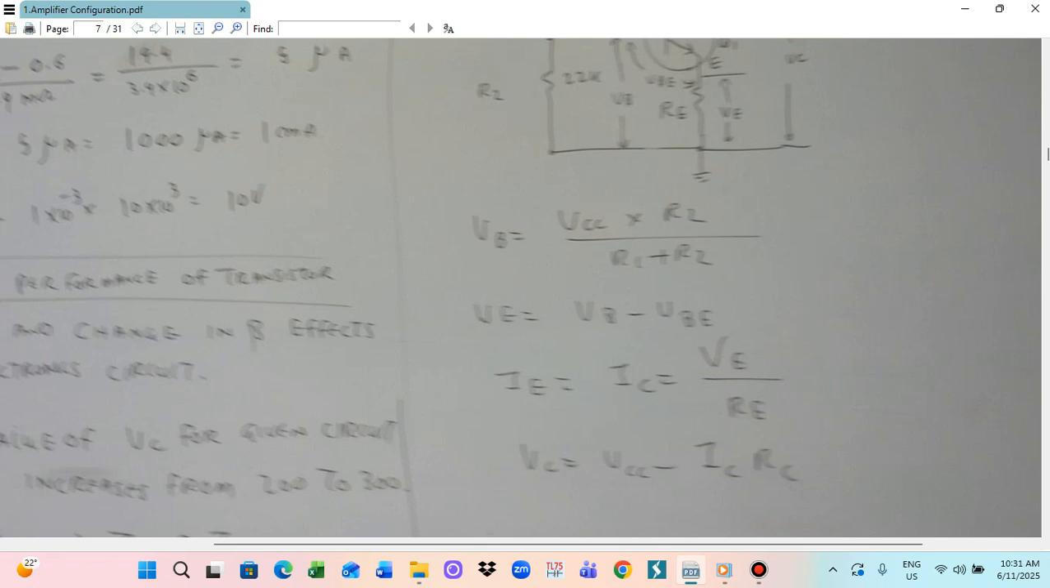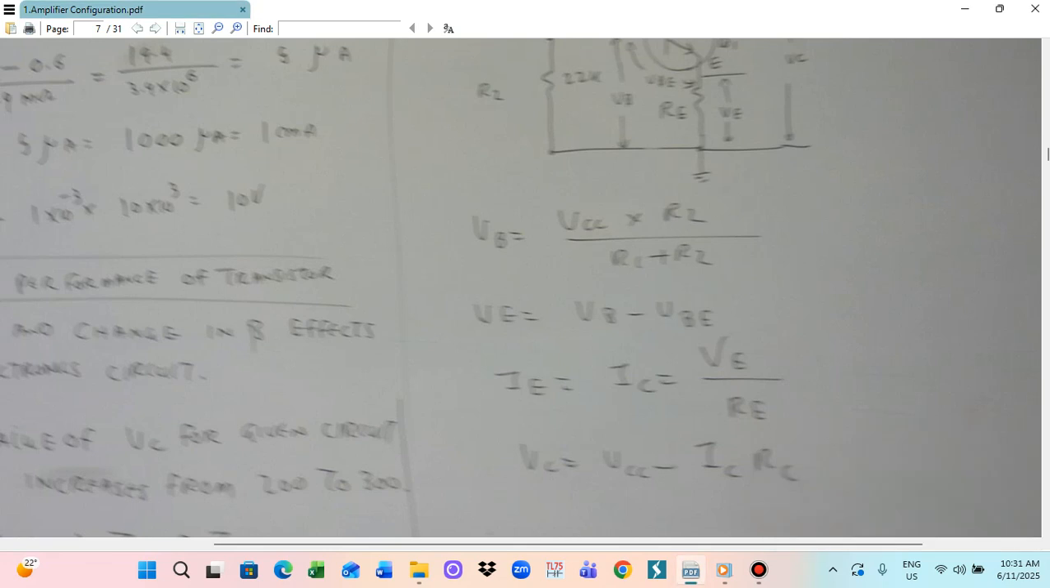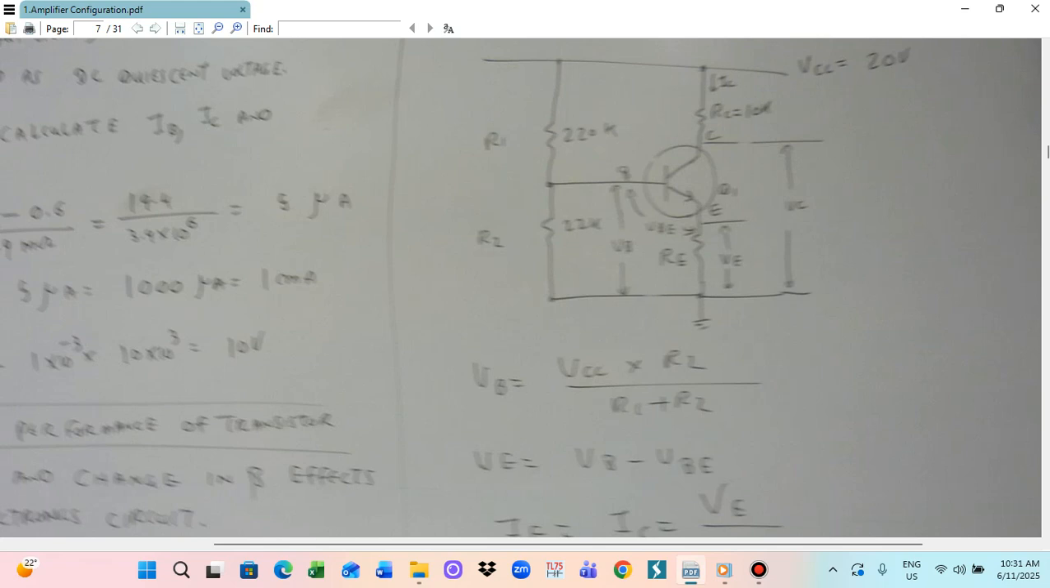It's this circuit, with the supply voltage already given as 20 volt. RC value, RE value, R1 and R2 values are given. So we have to calculate VB, VE, IE, and the VC. Okay, so we just use the formula. VB can be calculated with VCC into R2 divided by R1 plus R2. VCC is 20 volt, R2 is 22 kilo ohm, R1 plus R2 will be 220 plus 22 K. By solving this one, that will be 1/8 volt.